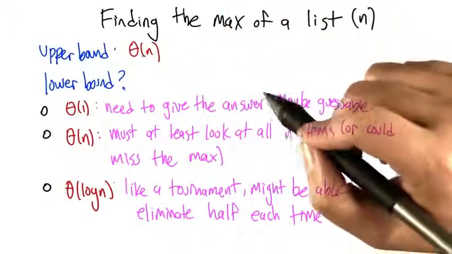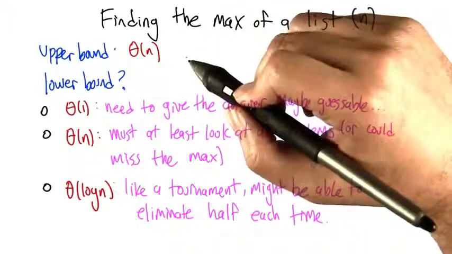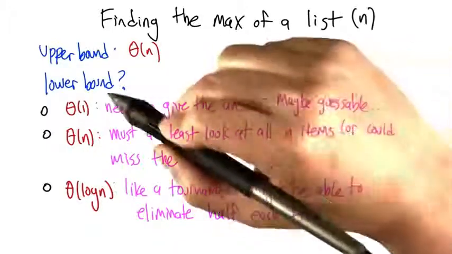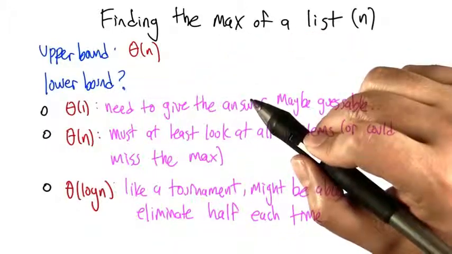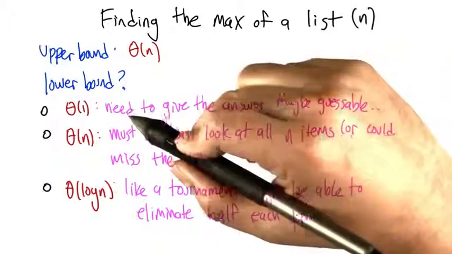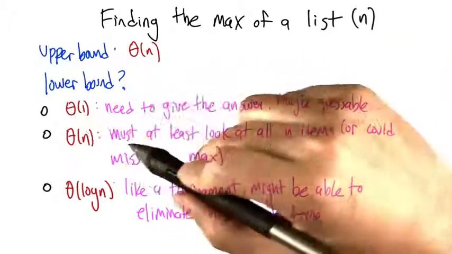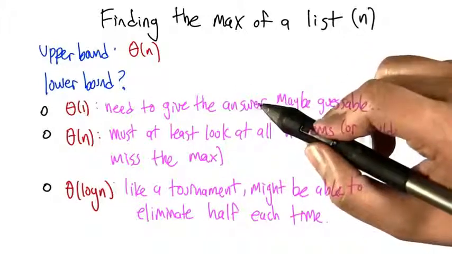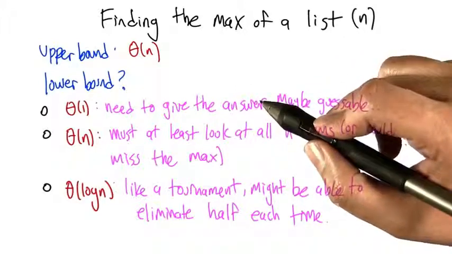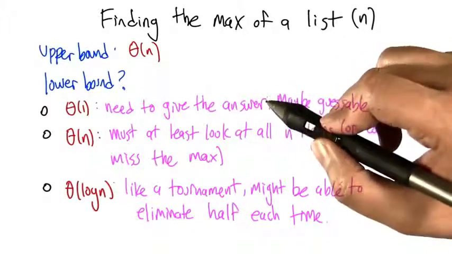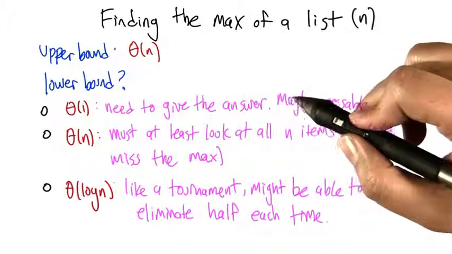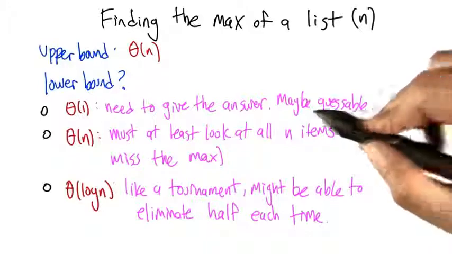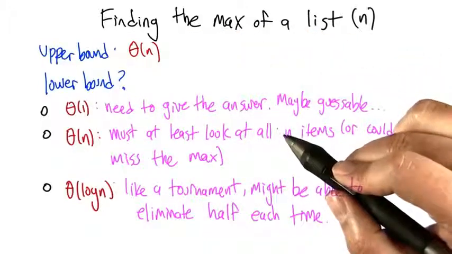Now we know an upper bound on this problem is big theta n because we can just loop through all the elements in the list and find the maximum. But how do we argue about a lower bound for this problem? Well, one argument might be, constant time is a lower bound on this problem because at the very least you have to give the answer. It takes at least constant time to do that. It's possible you can even do that well. If you're trying to compute the max of a list and you guess the number, it may very well be the max. So that gives us a lower bound.